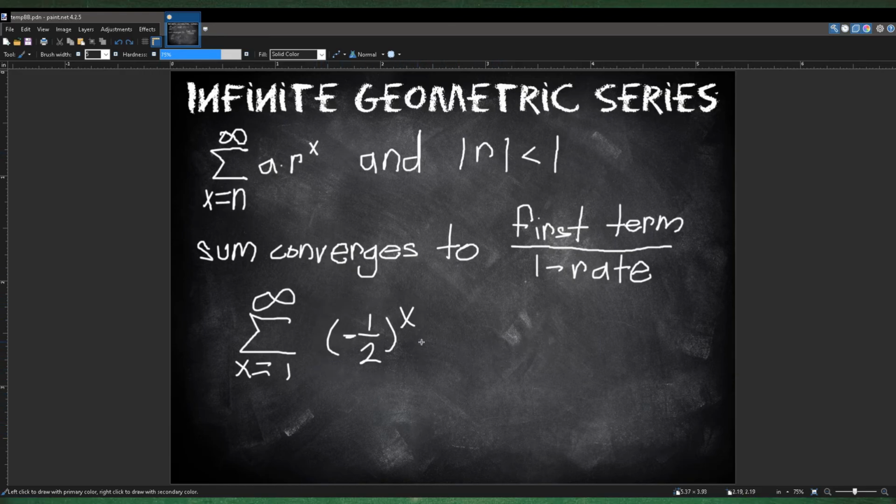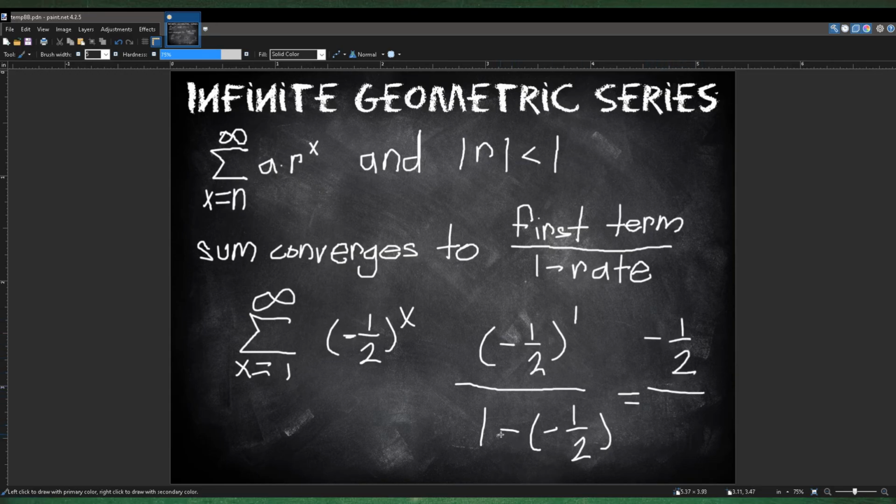as a geometric sequence is going to be converging. So the first term is just negative 1/2 to the power of x, where x is 1 because it began with 1, divided by 1 minus the rate. The rate is negative 1/2. So you just have to follow the equation. Negative 1/2 to the power of 1 is negative 1/2. 1 minus negative 1/2 is 3 over 2. So this would simplify to negative 1/3.